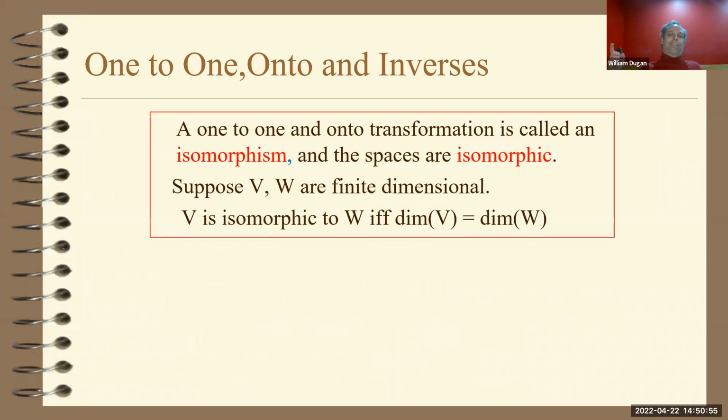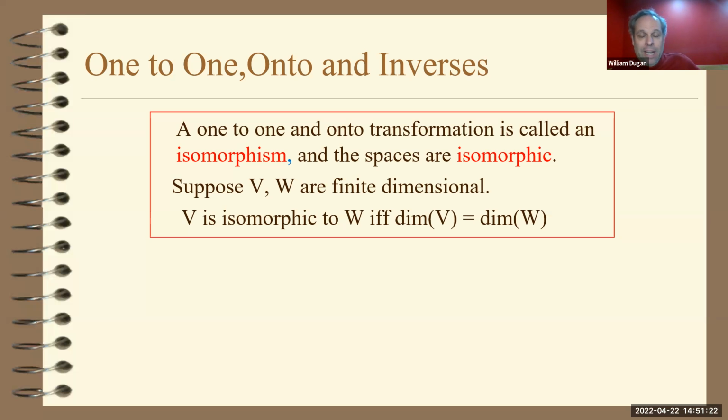Now, last thing then. From now on, if you have a 1-to-1 and onto linear transformation, we're going to call that an isomorphism. And the spaces are isomorphic. So why is that important? Well, it winds up being that if V and W are both finite dimensional, then they're isomorphic if and only if they have the same dimension.